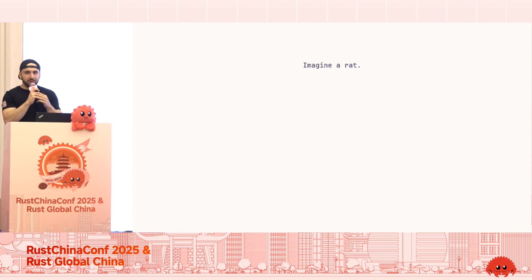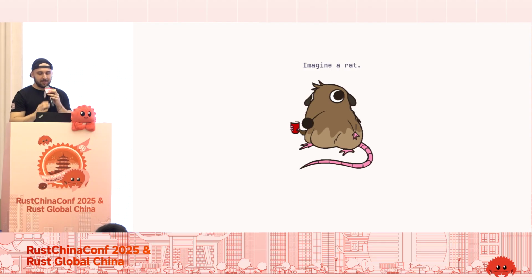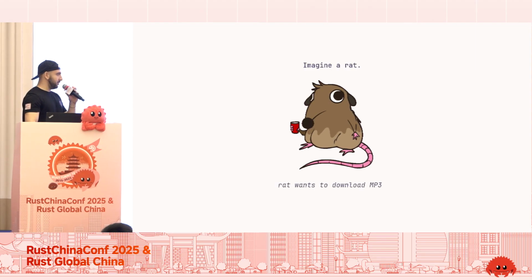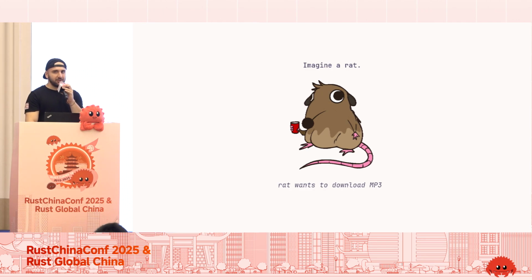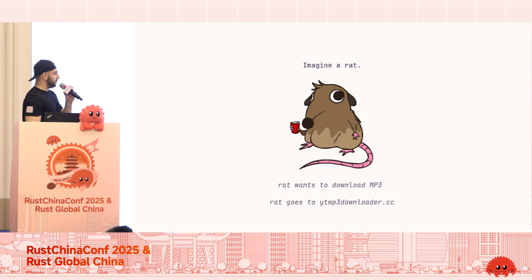So I want you to imagine a rat. Please imagine it in your mind. And this rat wants to download MP3 from the internet. Don't ask me why. Maybe he's into music, I don't know. And this rat goes to YouTube MP3 downloader CC something. And what happens is, most likely, because that's the easiest way, right? You have the browser, you can just download MP3, whatever. You get a lot of ads, and that's a bad thing. So rat is sad now.